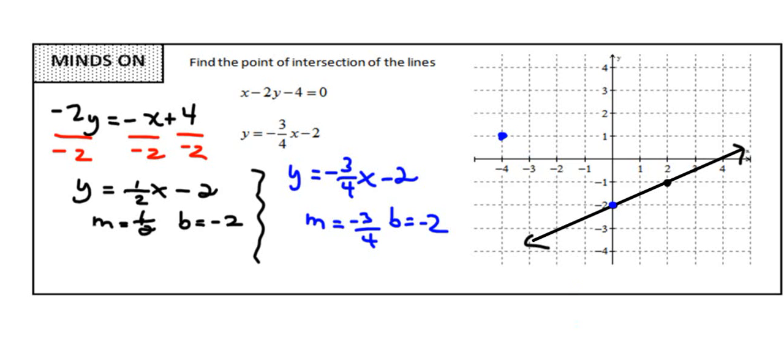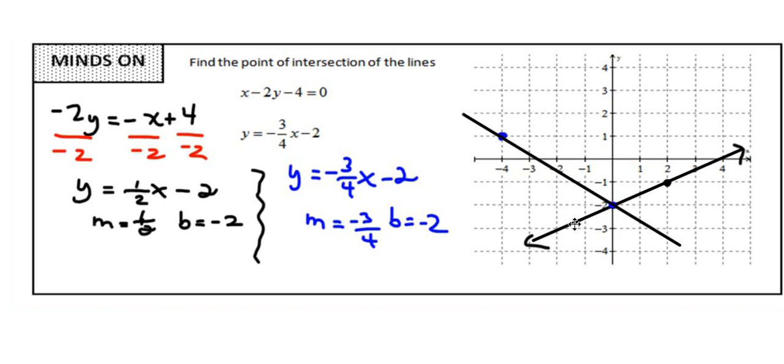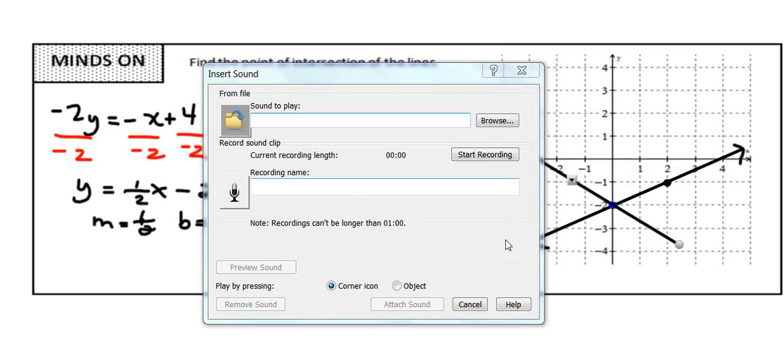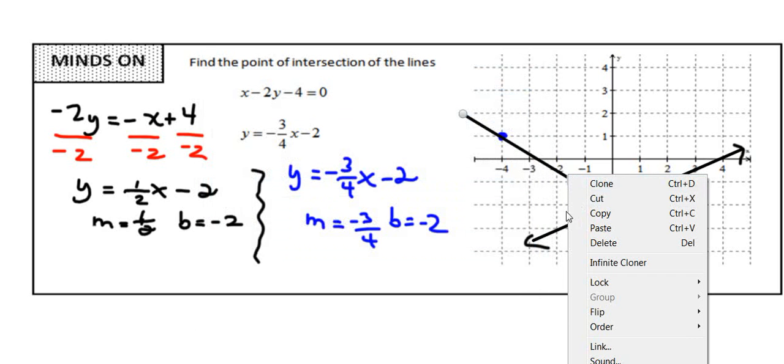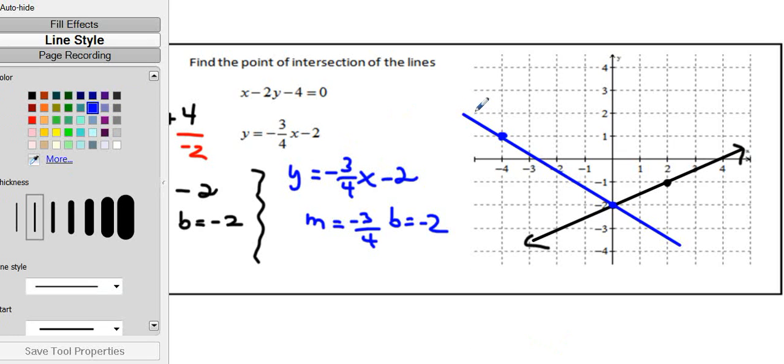So I'm going to draw my line. Just change the color of it. Yeah, good enough. And perhaps I will, here, I'll just change the color. Properties, and we're going to make it blue. Okay, so I've got my 2 lines.